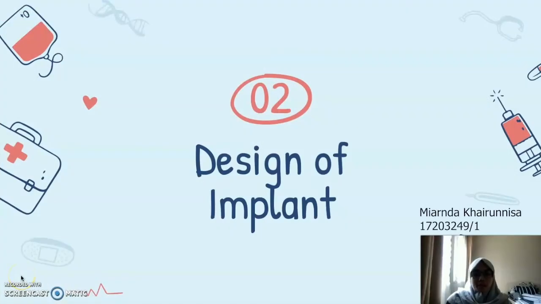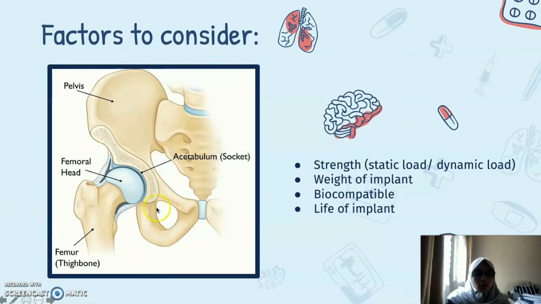My name is Miranda Khairanisa, KIB 190709, and for my part, I'm going to talk about the design of the implant and the materials we chose. So, this is a picture of a healthy hip joint. We have the femoral head, the pelvic bone with the acetabulum socket, and the femur thigh bone. So we focus more on this part to make the implant.